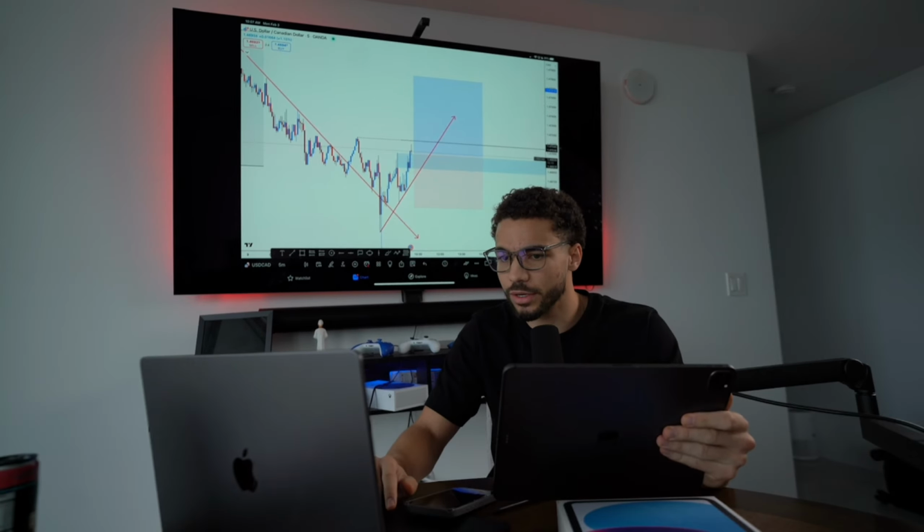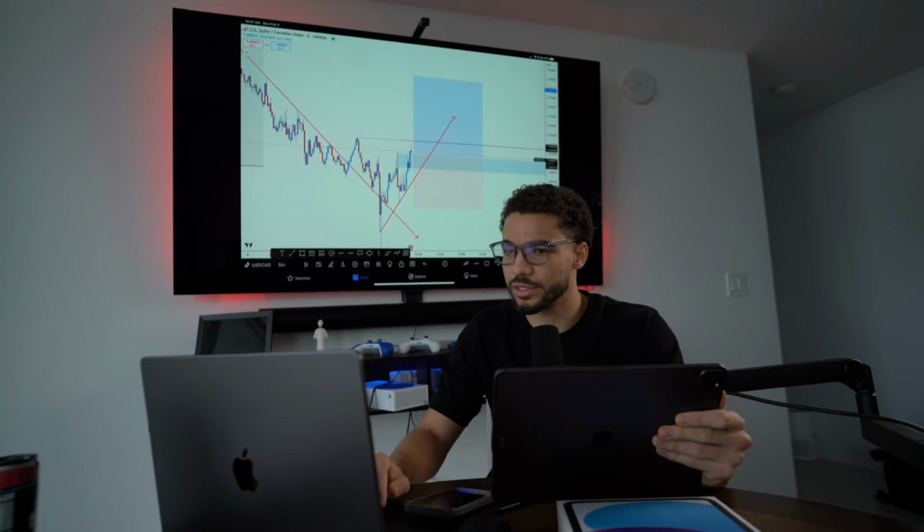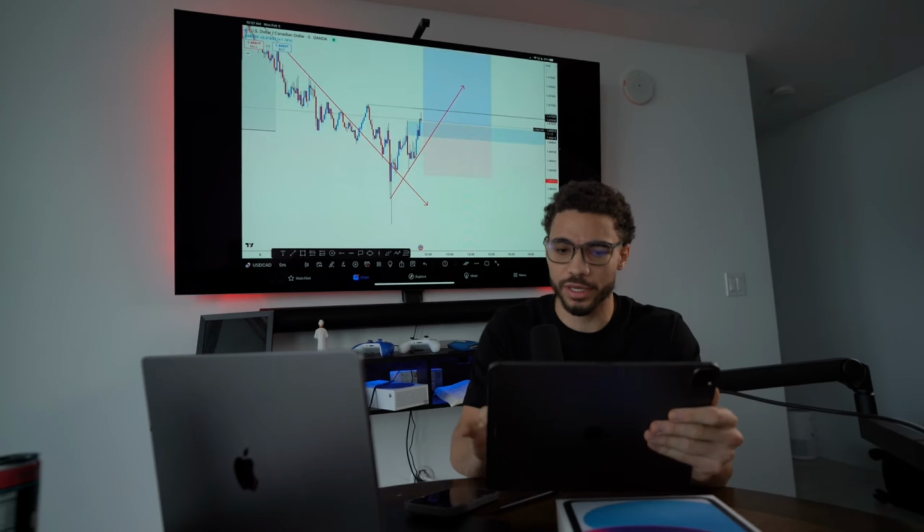But overall, now I'm just going to be answering any questions that we have. Someone said, which chart is this? So this is USD CAD. We're looking at USD CAD right now.